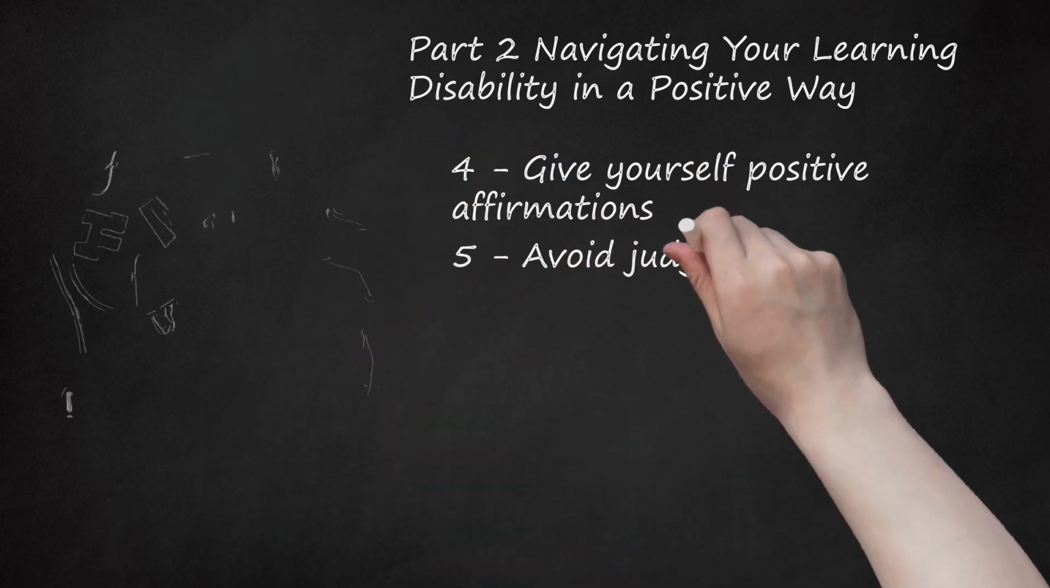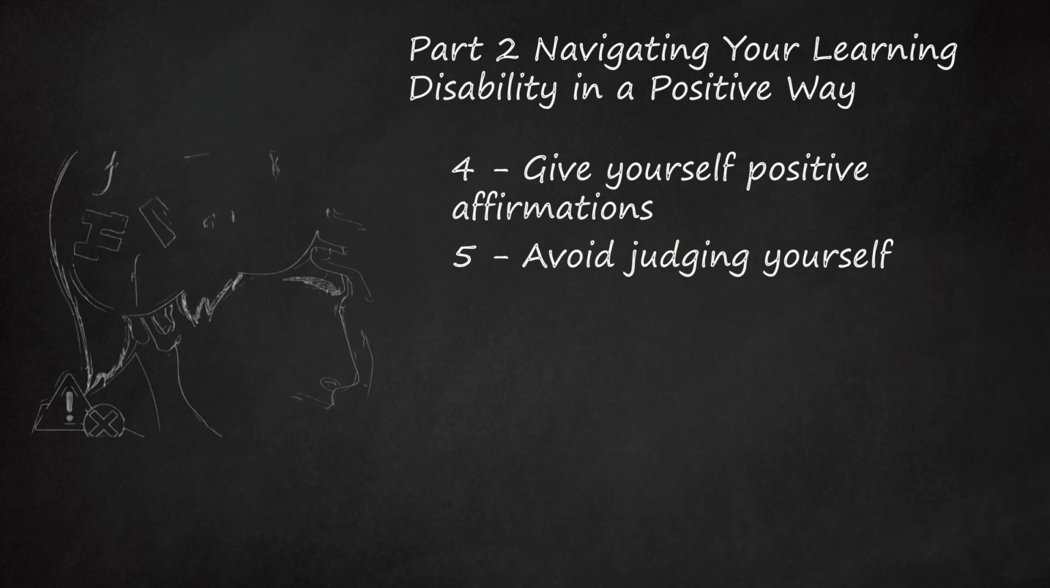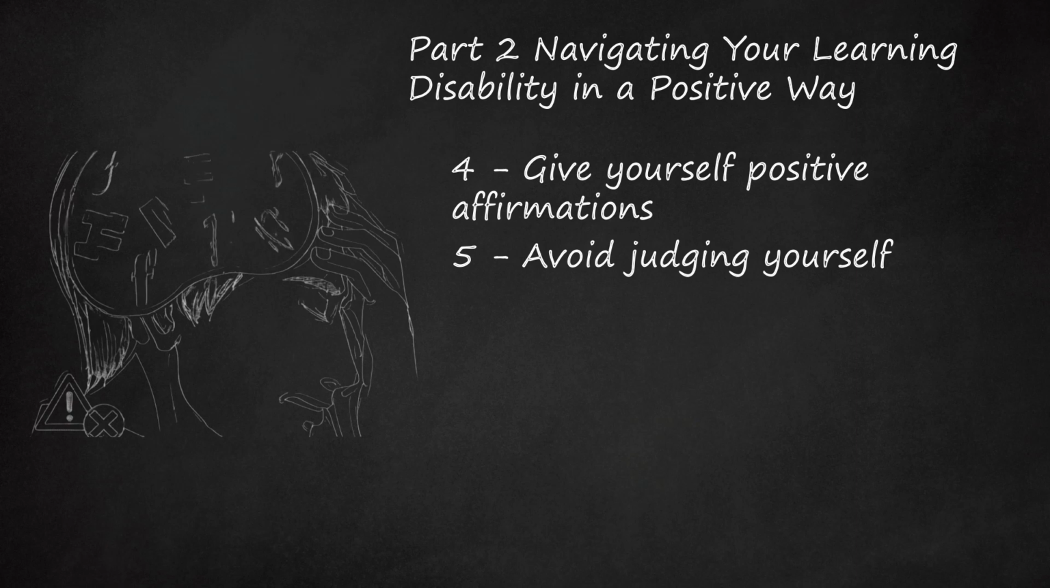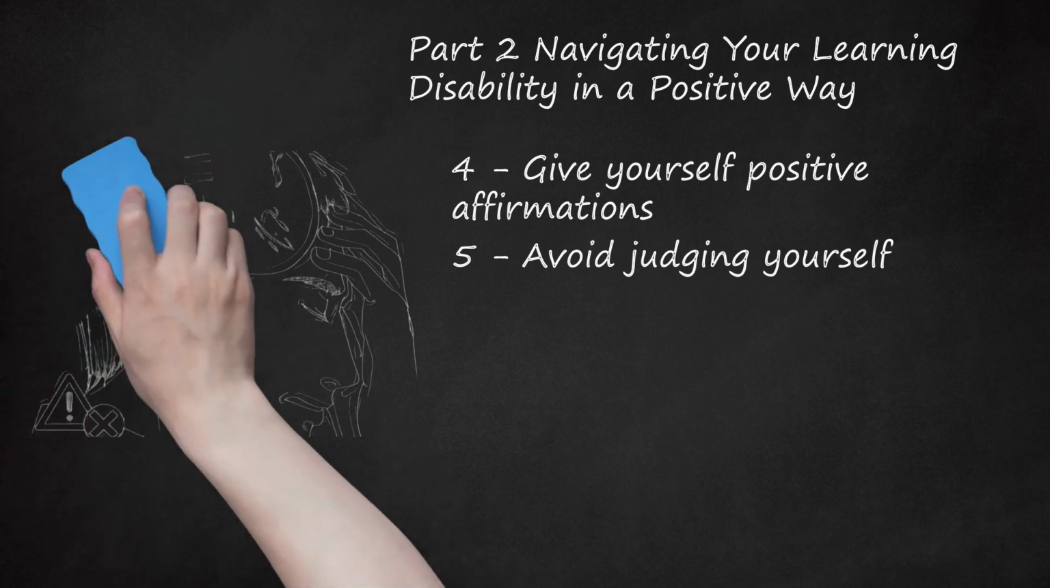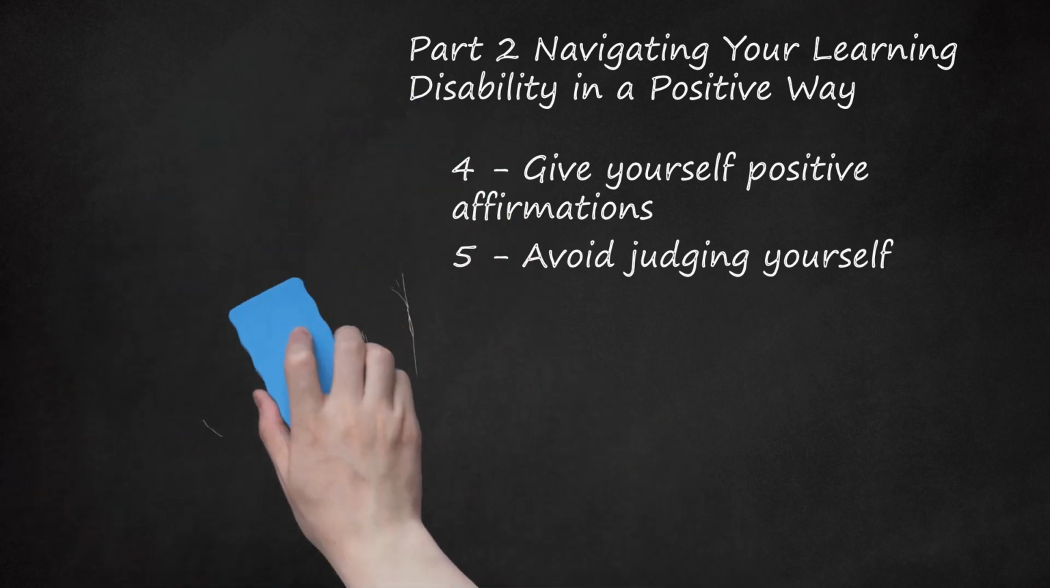5. Avoid judging yourself. You may find that you judge or get upset with yourself if your disability affects something in your life. Instead of judging yourself for a perceived failure, acknowledge the problem and move forward. Realizing that one episode doesn't define you can help you accept your learning disability.